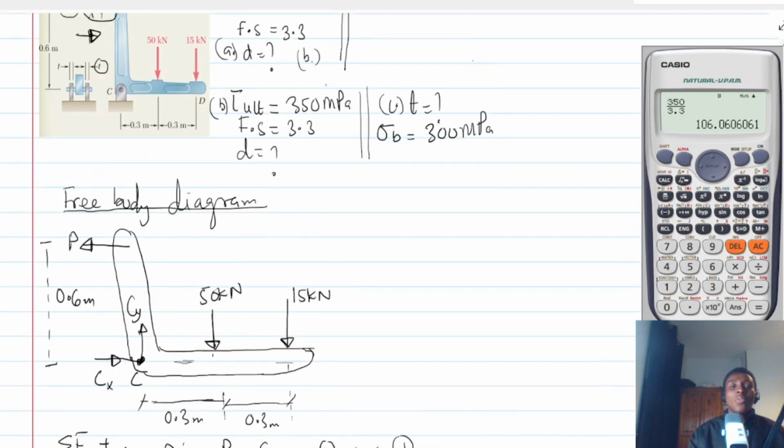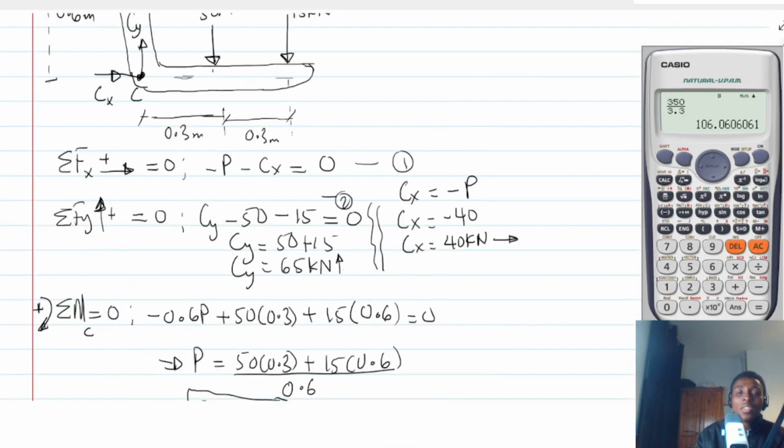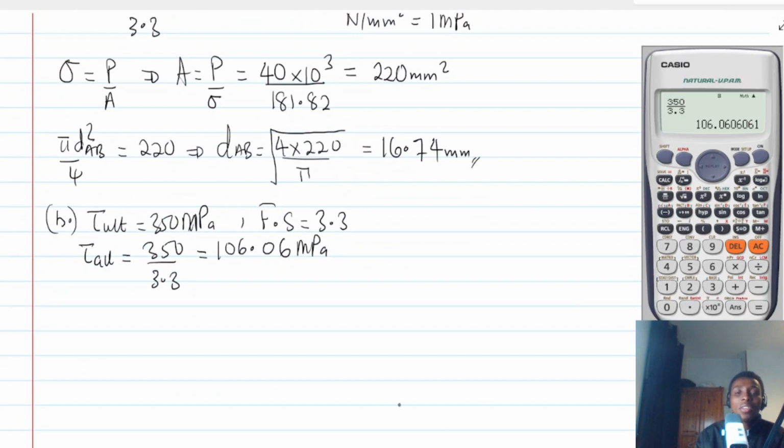Now look at this pin. There is a pin, but look at it. If you look at the pin, there is one connection here, and there is also another connection over there. So there is this sort of double shearing here, because we have one here and we have one here at the joint. Okay, so since we have a double shear, to be able to calculate the diameter, we are going to use half. All right.